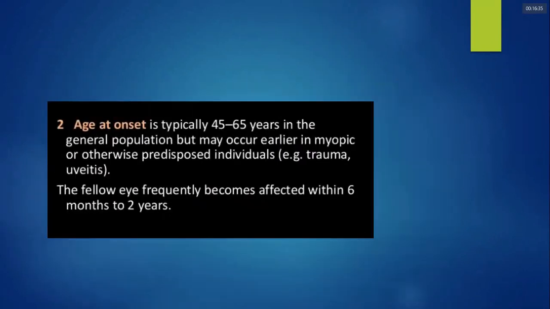The age of onset is typically 45 to 65 years in the general population, but it may occur earlier in myopic or otherwise predisposed individuals, like people with trauma, with a pseudophakic eye, or with a complicated eye, like secondary uveitis. The fellow eye frequently becomes affected within 6 months to 2 years. So always you have to check the fellow eye.